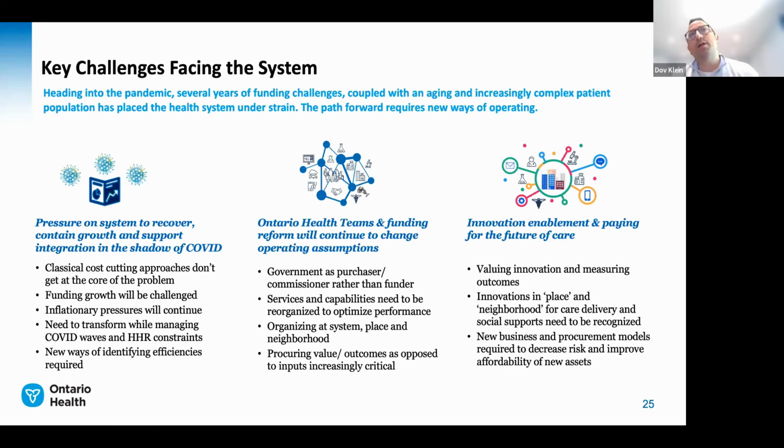And then the third area is around innovation enablement and paying for the future of care. And I think that's really important, and you'll see this in some of my other slides, as we think about some of the challenges we need to face and overcome, technology is an important component of those things. Innovation and research are all really important ways that will make a more sustainable health system. And if we're not focusing on those things, keeping one eye on what the future holds and how we're going to pay for those things, we end up with a stagnant system that's not able to achieve the outcomes that are required.